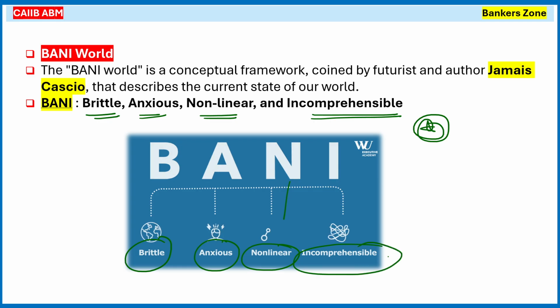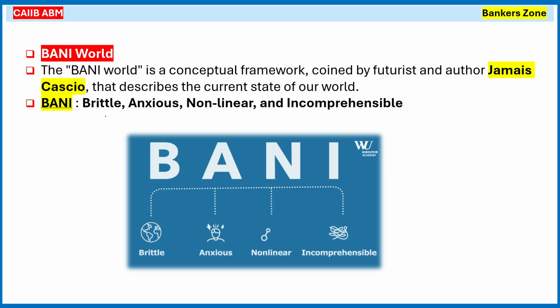Incomprehensible means you cannot judge something; you are unable to draw a conclusion. Non-linear means not straightforward. Anxious means too much worried. Brittle means it can be broken down at any point of time. So BANI stands for brittle, anxious, non-linear, and incomprehensible. That full form you have to remember.